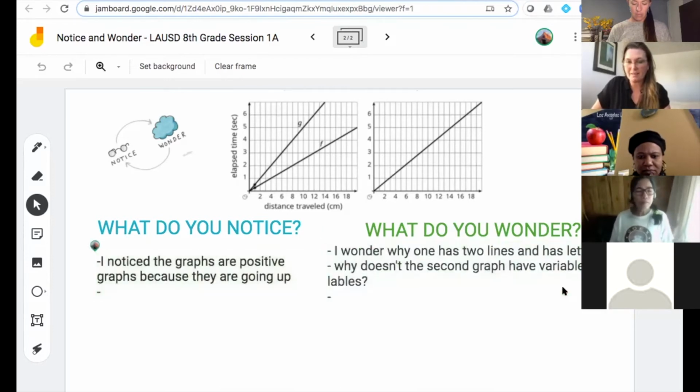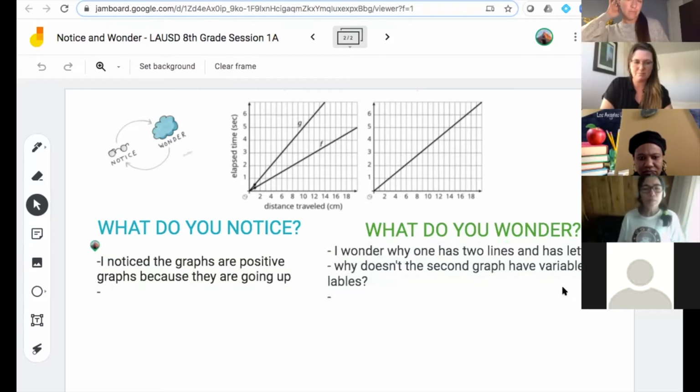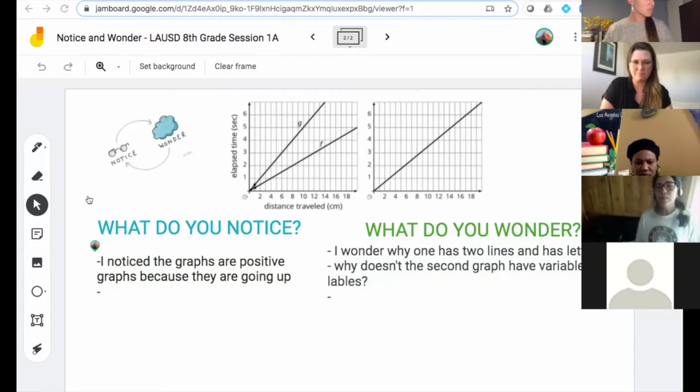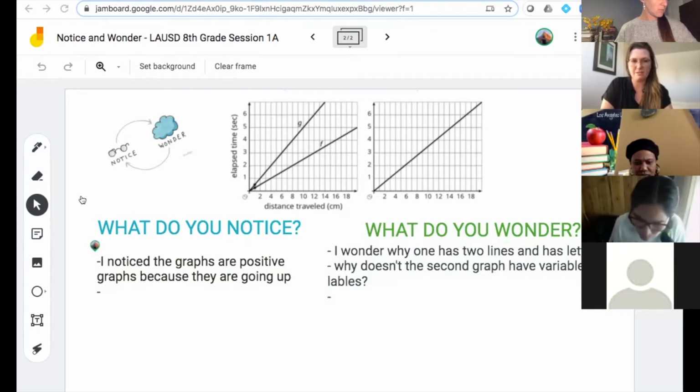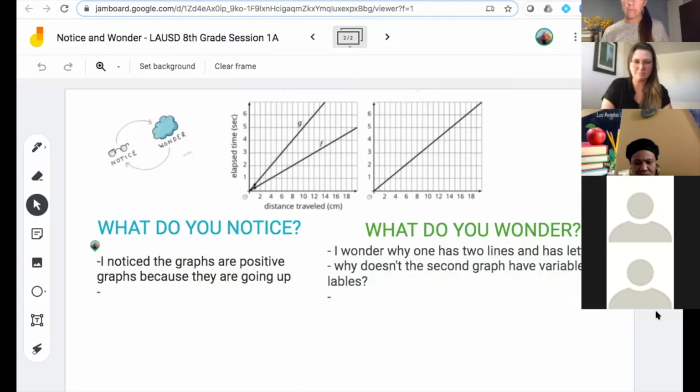I noticed that both graphs have the same scale. The units are the same. The first graph has labels, what the y-axis is and what the x-axis is. The second graph does not. Thank you so much. I noticed the graph has a proportional relationship. Thank you.